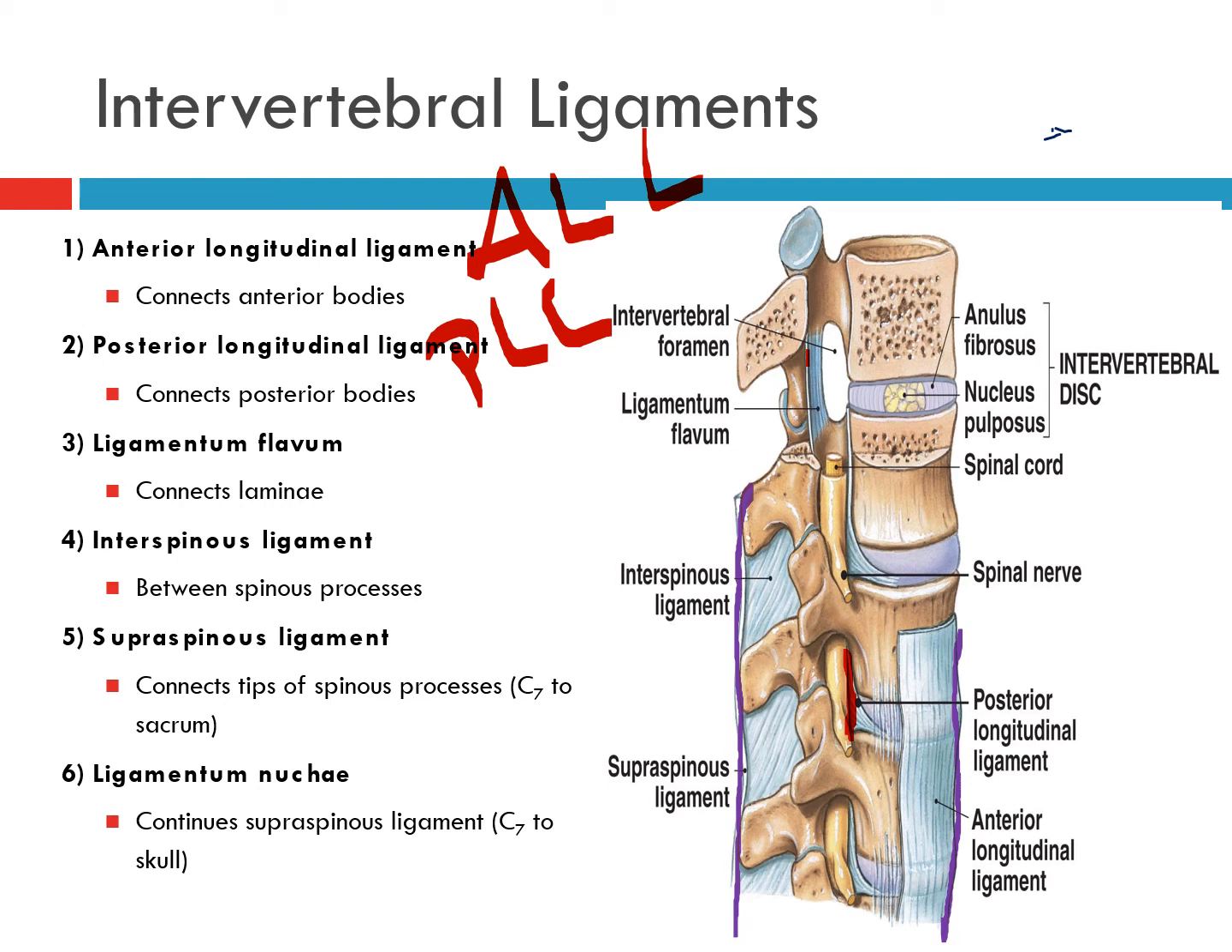And then last but not least, we have the ligamentum nuchae. The supraspinous ligament is from C7 to the sacrum. The ligamentum nuchae is from C7 to the skull. So once you get up to C6, then that supraspinous ligament becomes larger, and it comes all the way up, and it widens out, and it attaches to those nuchal lines. We have the superior and inferior nuchal lines up on the occipital bone. So the ligamentum nuchae attaches into those occipital lines and gives you some nice flexible support for the posterior neck.